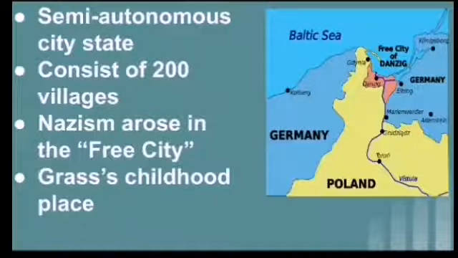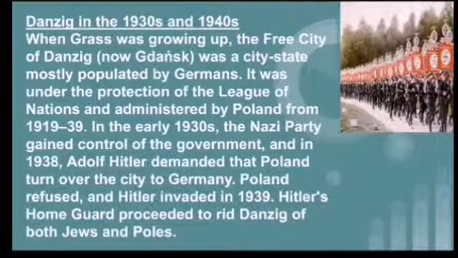And when we look at the map of Germany, we can see the place of the Free City of Danzig, and we can see the Baltic Sea near the Free City of Danzig. It's a semi-autonomous city-state consisting of 200 villages, and mainly Nazism arose in the Free City. That was Grass's childhood place, in Danzig in the 1930s and 1940s.